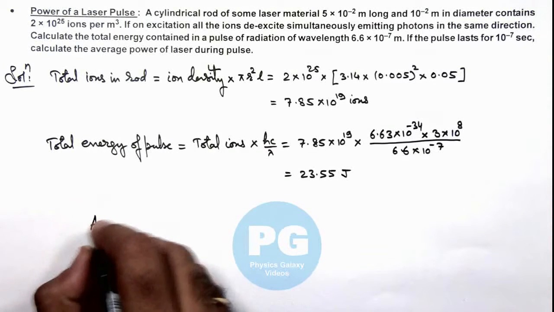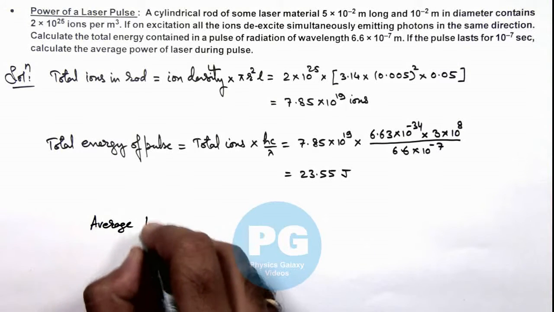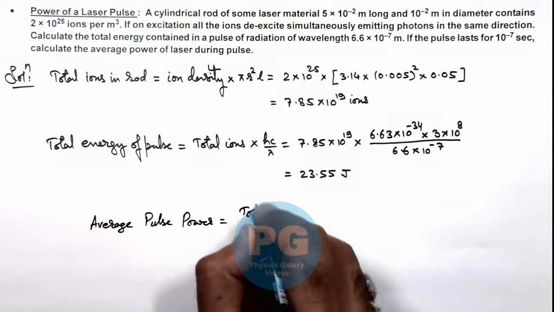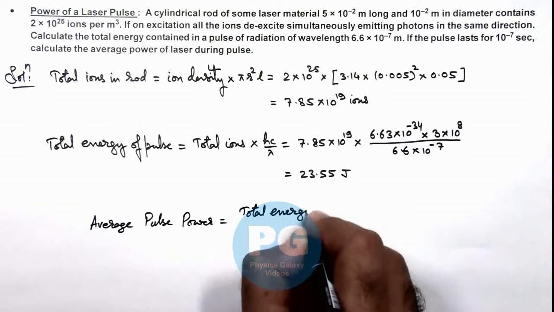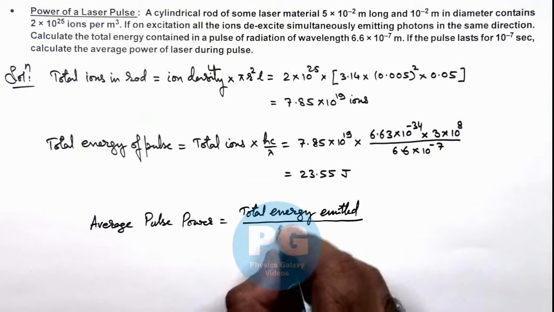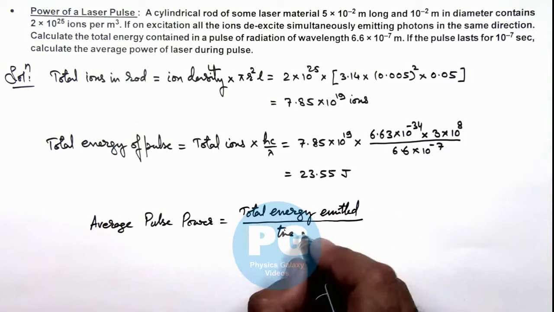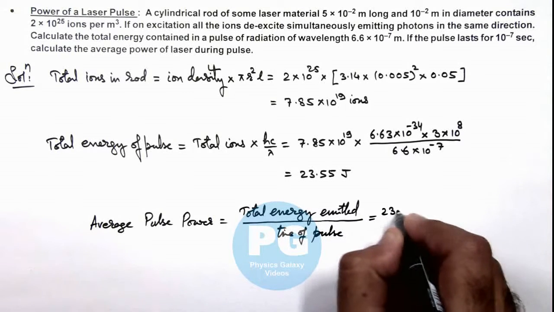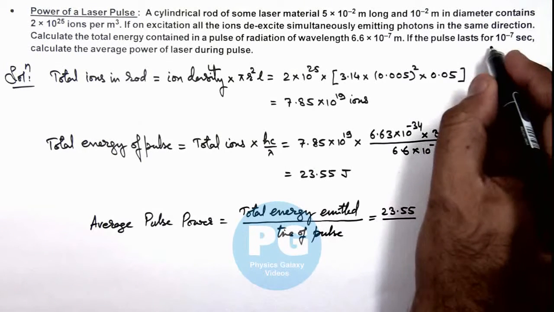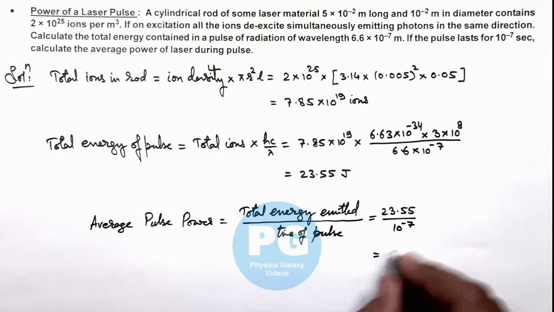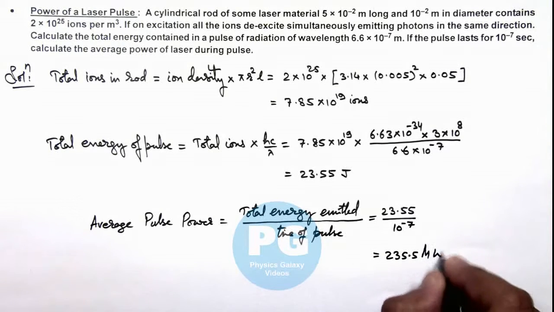And if we calculate the average pulse power, then we can write it as total energy emitted divided by the time for which the pulse lasts. So we can write it time of pulse. Here it will be 23.55 divided by, we are given that pulse lasts for 10 to the power minus 7 seconds. So on solving this, we'll be getting it as 235.5 megawatt. That is the result of the problem.